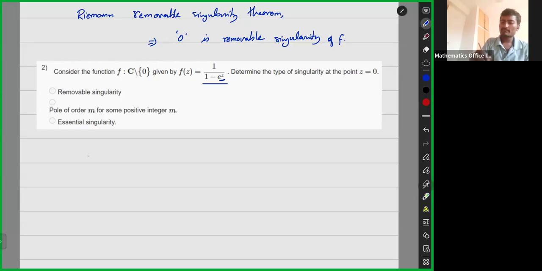What can we say? Is it bounded or not? When z goes to 0, f is not bounded. Why? Because let's say we take the limit of mod f. How to deal with this? What about this function? This is not bounded. I will show this: 1 minus e to the power z.